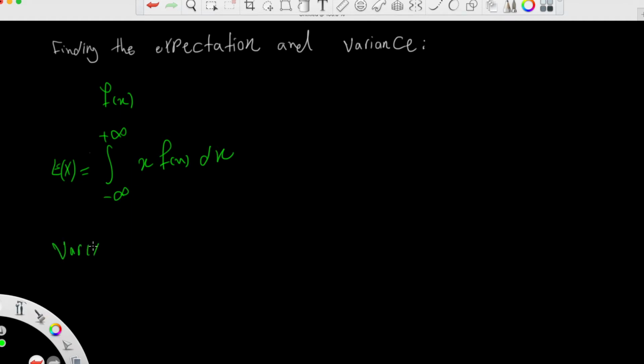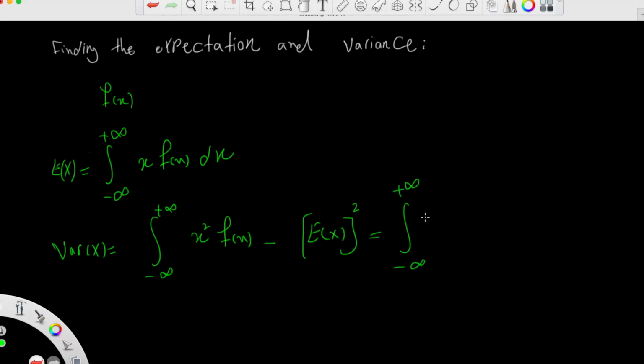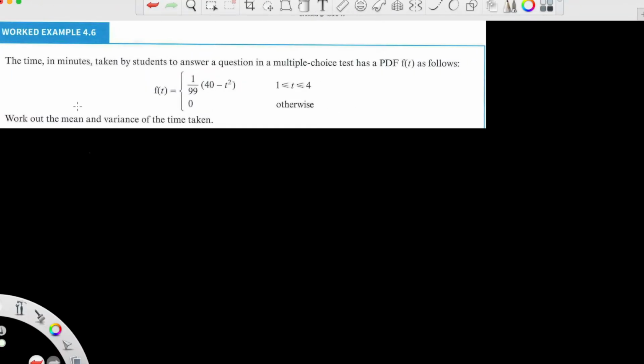And the variance of x is the integration from negative infinity to positive infinity of x squared f of x, minus expectation squared. Expectation is found using this formula, or you can replace it. You can write the integration from negative infinity to positive infinity of x squared f of x dx (I forgot to put dx), minus the integration from negative infinity to positive infinity of x f of x dx, whole squared.